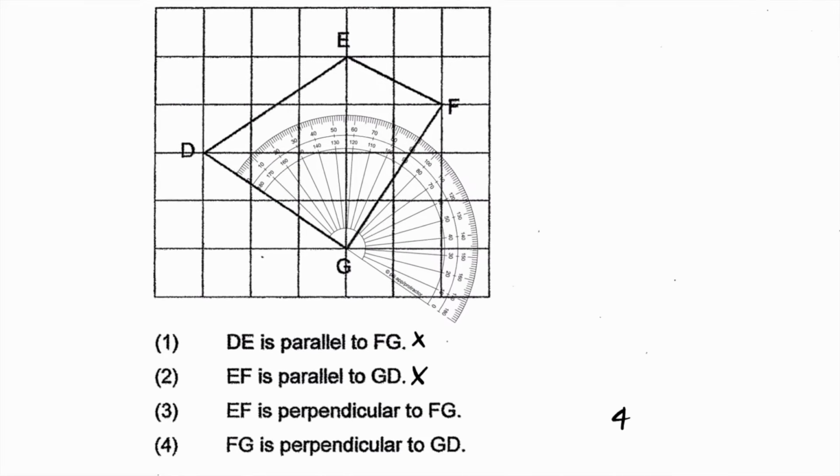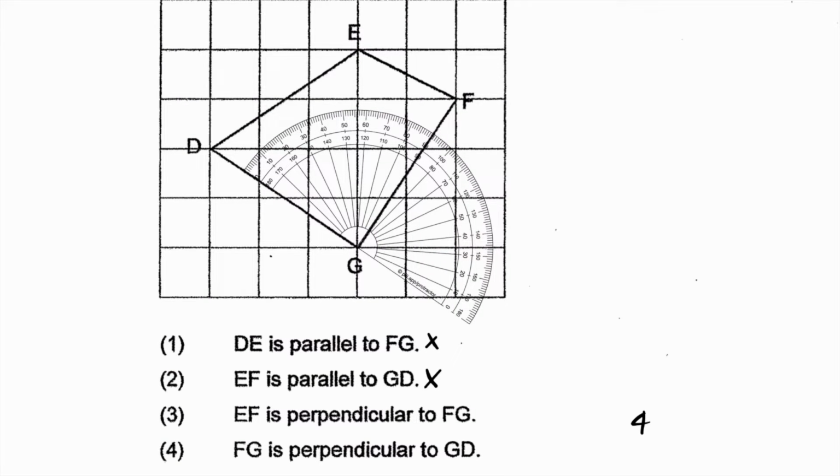Next, EF is 90 degrees to FG. Well, what you can do is to use your ruler or protractor to measure this. And what I realize is this is true. This is 90 degrees. Therefore, option number 4 is true.